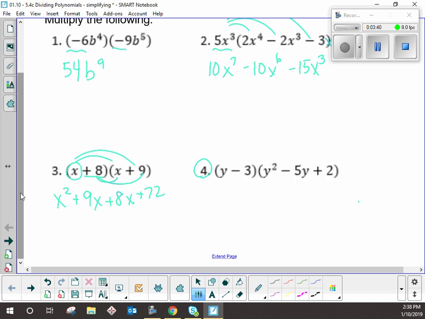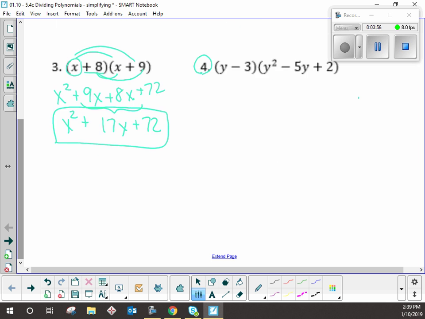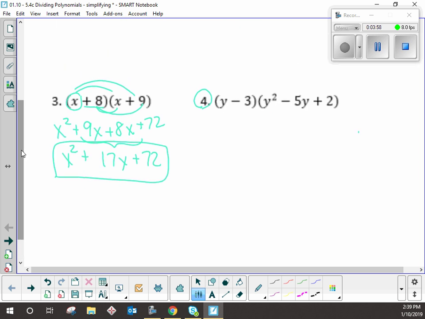So then, but I have to finish out number 3, combining like terms. What combines here? The x's, right? So that's 17x. So I've got x squared plus 17x plus 72. Who got that one right? Yeah, that one's not so bad. And then on number 4, we're just going to do distributive property twice.